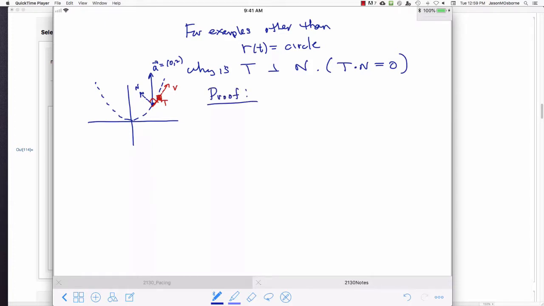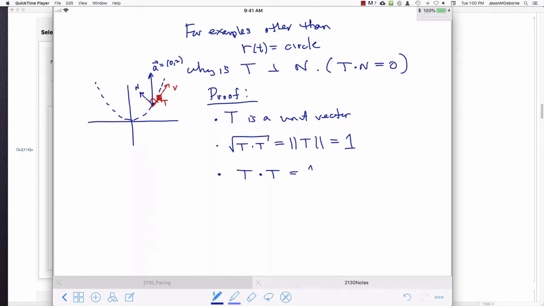Remember that t is a unit vector. That's the first step. If t is a unit vector, its length, the square root of t dotted with t, which is the length of the unit tangent vector, is equal to 1. So if the length is equal to 1, then when you square both sides, t dotted with t is equal to 1. That's also true.